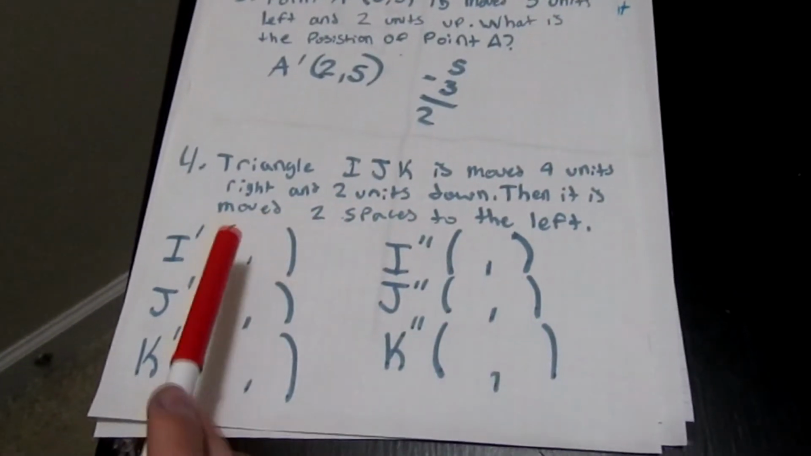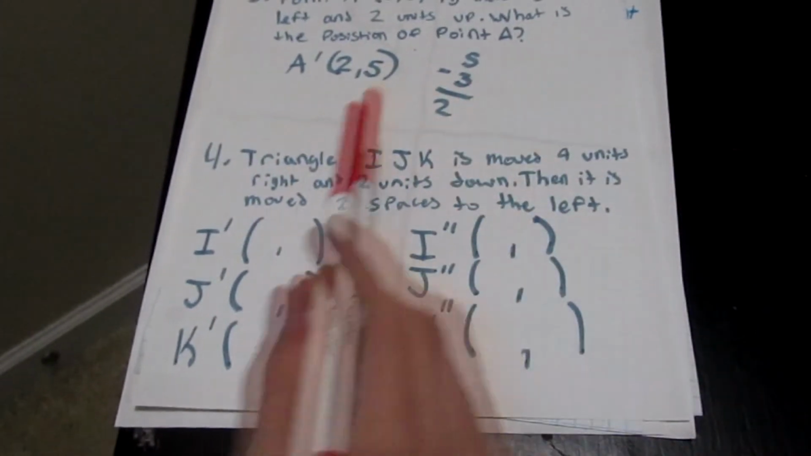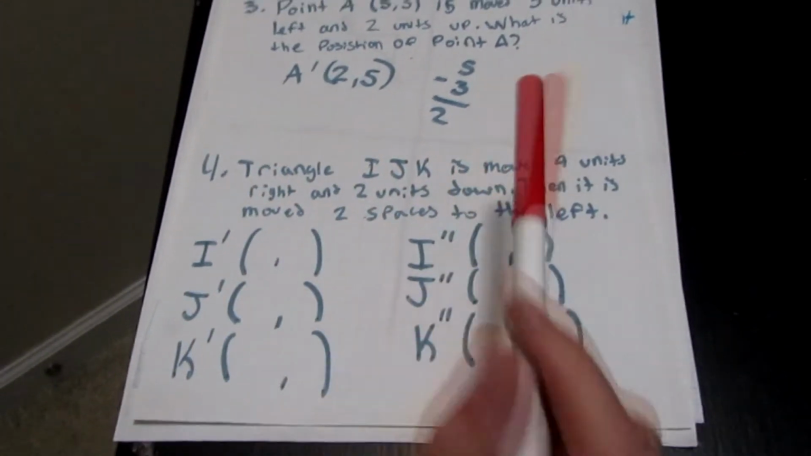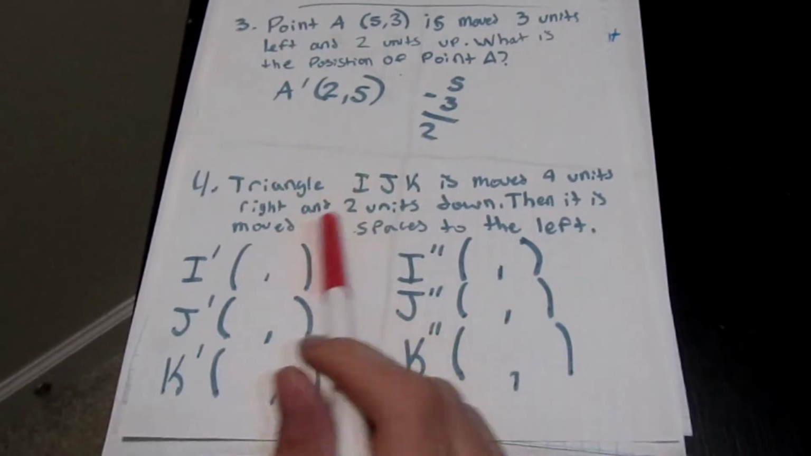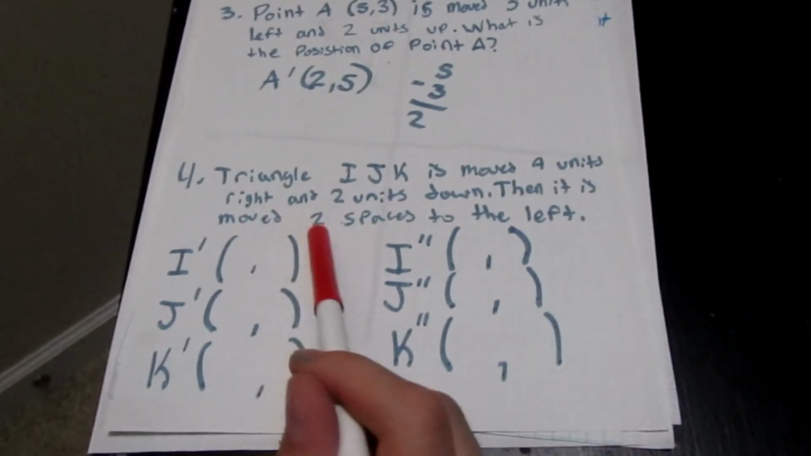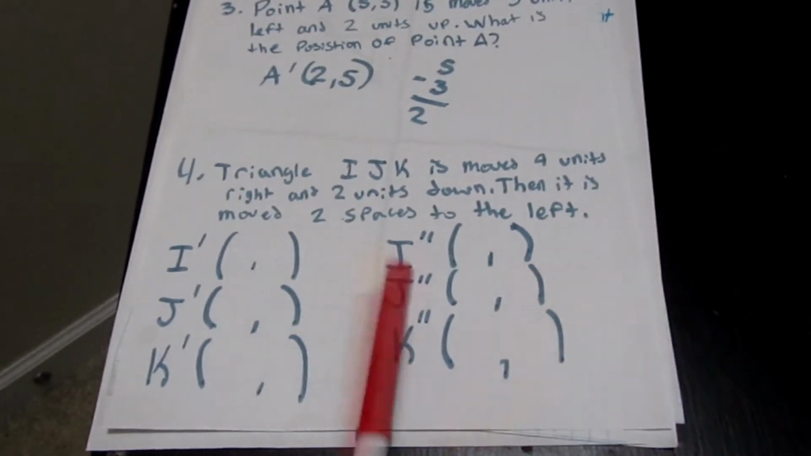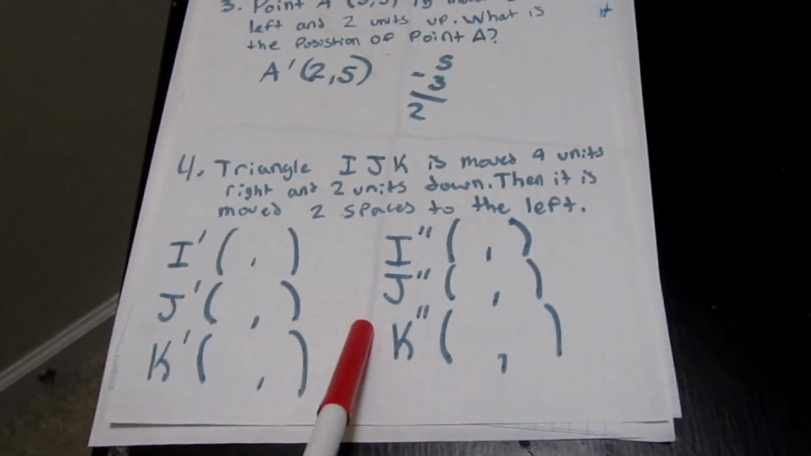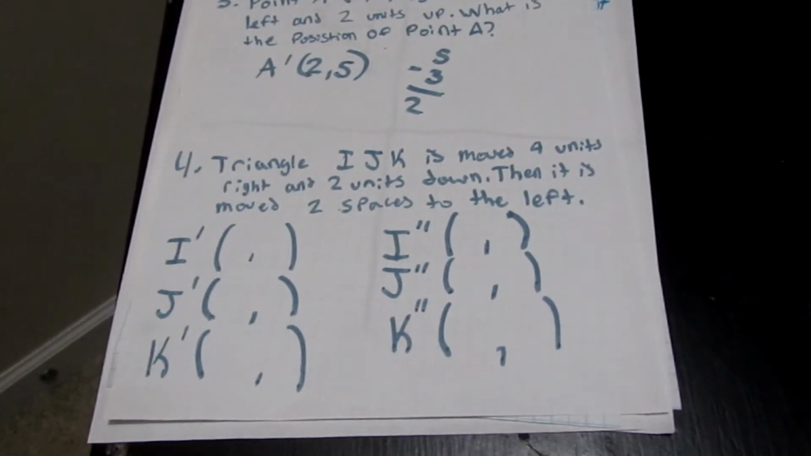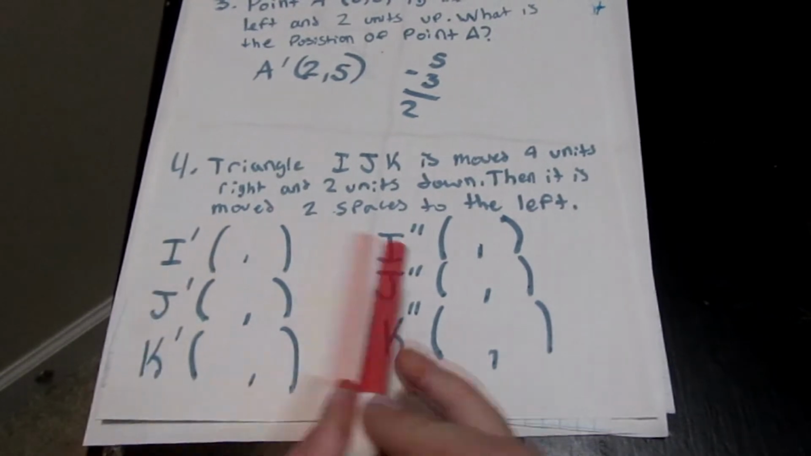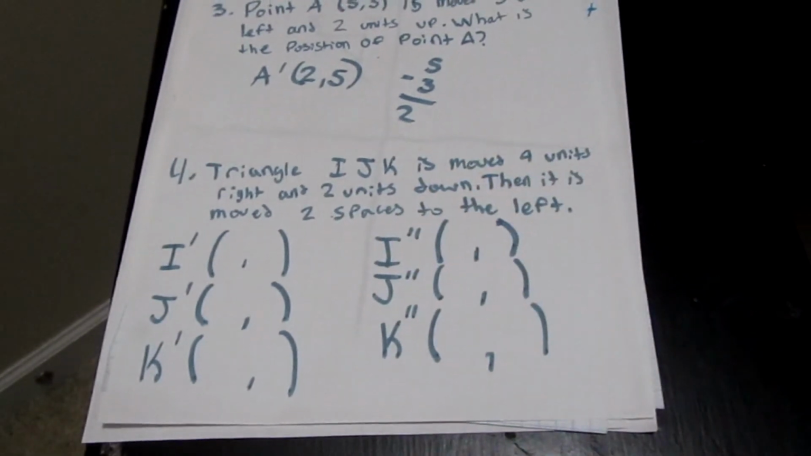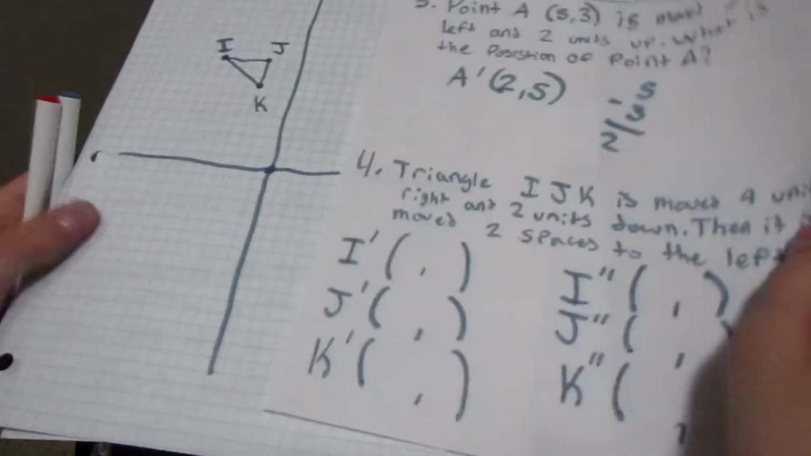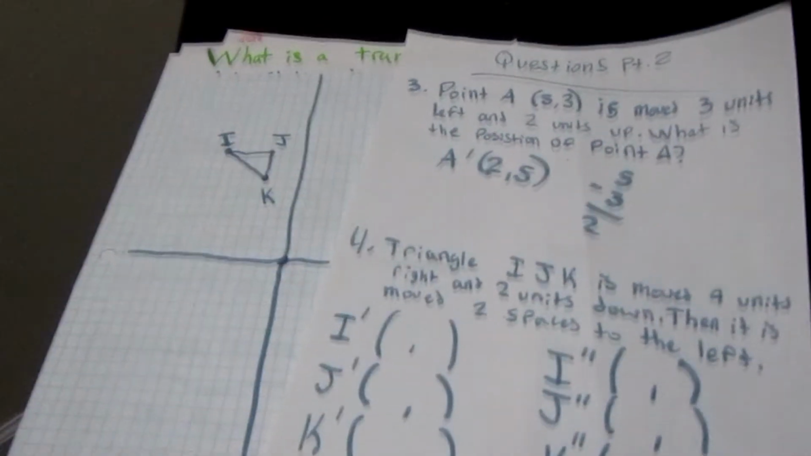So now for our final problem, number 4, which is also our largest problem, we have triangle IJK is moved 4 units right and 2 units down. Then it is moved 2 spaces to the left. So for this one, we're actually going to have 2 transformations. The only thing that's different here is that it goes from prime to double prime, so you just add another apostrophe. We take a look at our graph. We have triangle IJK right here.